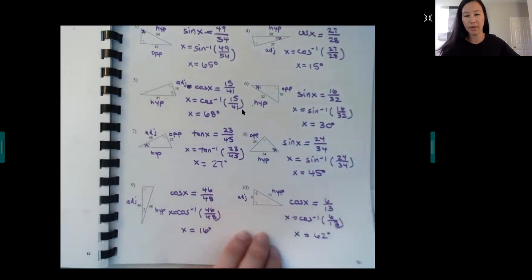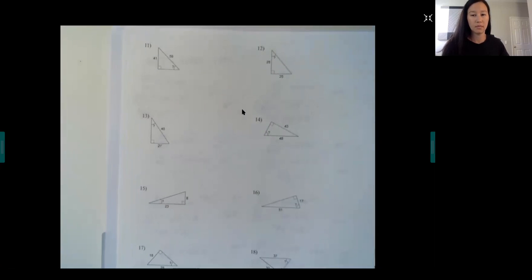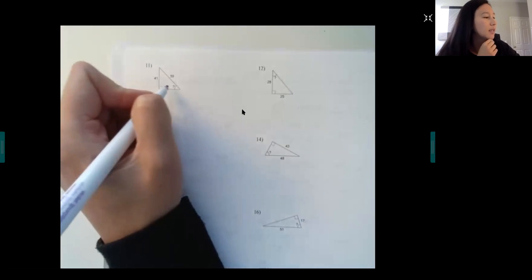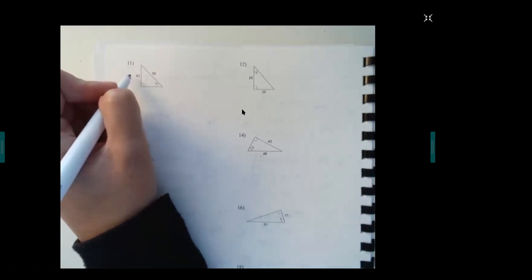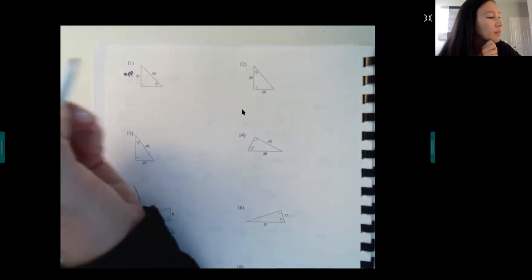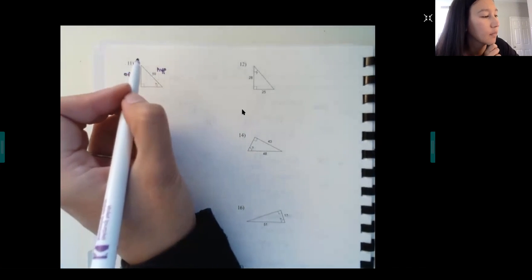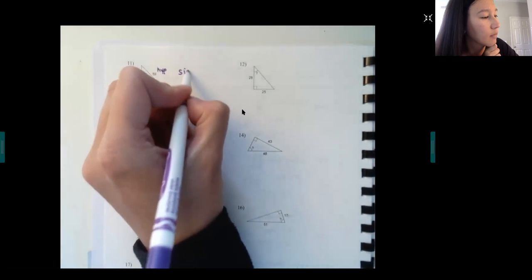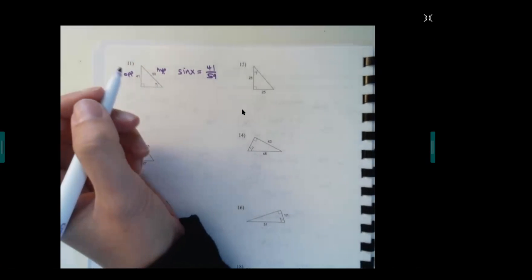All right. Let's go ahead and flip to the back. All right, Jose, what sides did they give us? For 11, I didn't get to finish it all the way, but what I got so far was 41 was opposite, and 59 was hypotenuse. Then I did sin x equals 41 over 59. And then that's where I stopped because I didn't have enough time to finish it.